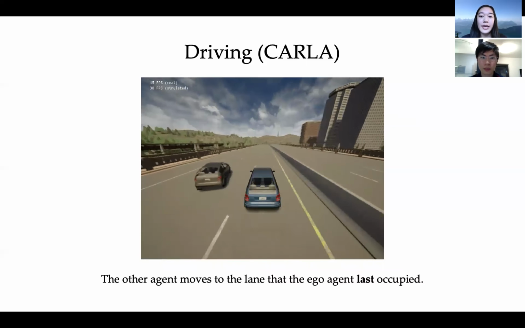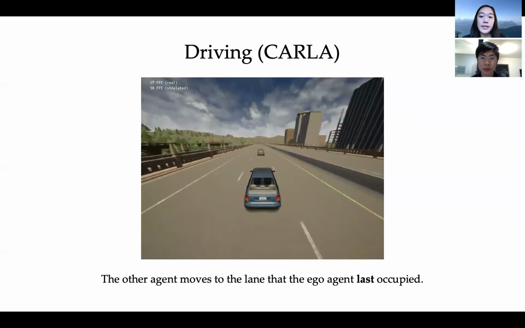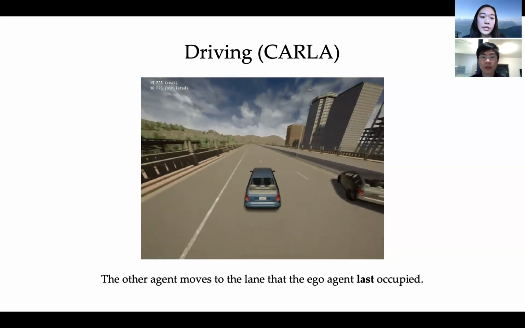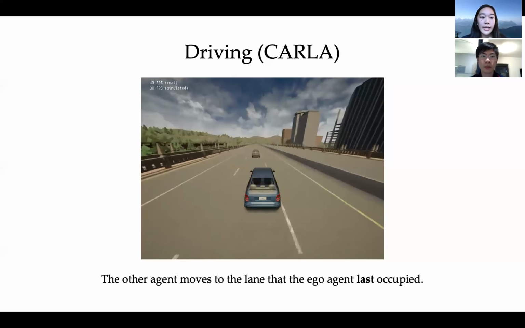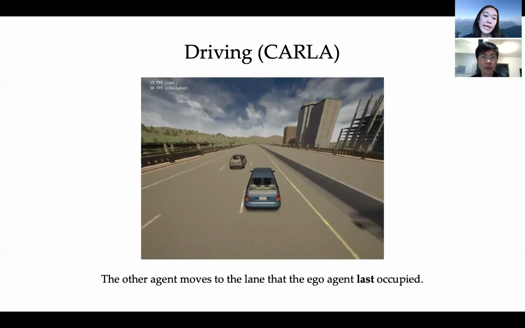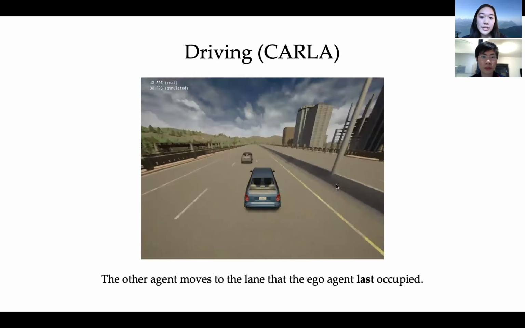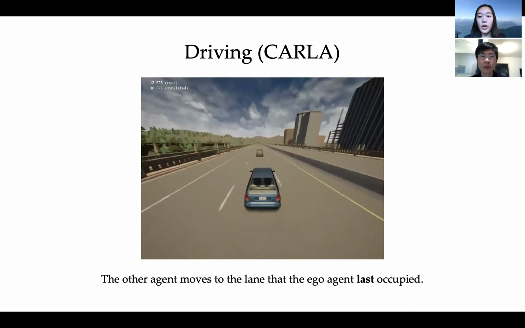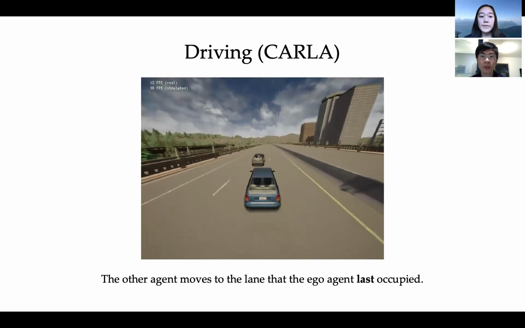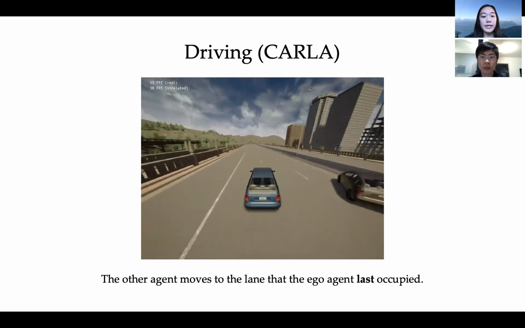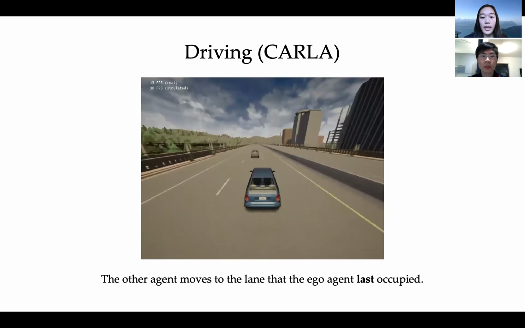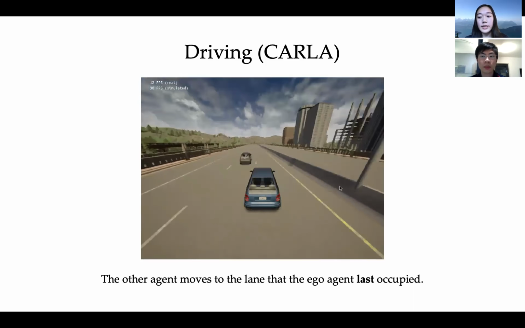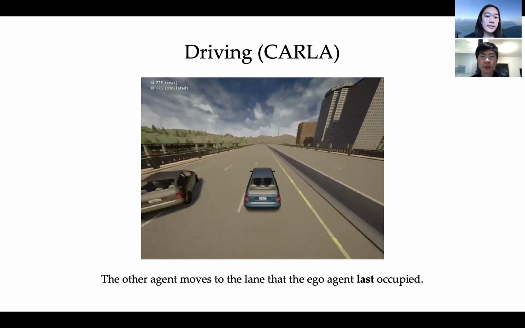And so here we're looking at another task that's simulated in CARLA. During each interaction, the ego agent is controlling the blue car, and it needs to pass the other agent, which is controlling the tan car. The other agent acts in such a way that it will always move to the lane that the ego agent occupied in the last interaction. And the ego agent receives -1 reward for any collisions or lane violations, and 0 reward otherwise.